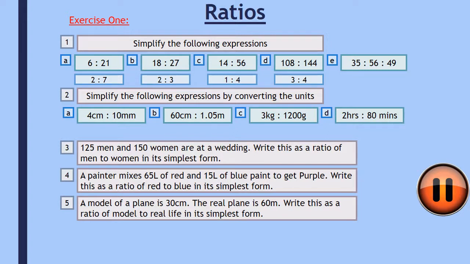Now if you look at E, 35 to 56 to 49, all of those numbers are in the 7 times tables. So our answer is 5 to 8 to 7. Well done if you got those. Let's look at number 2.